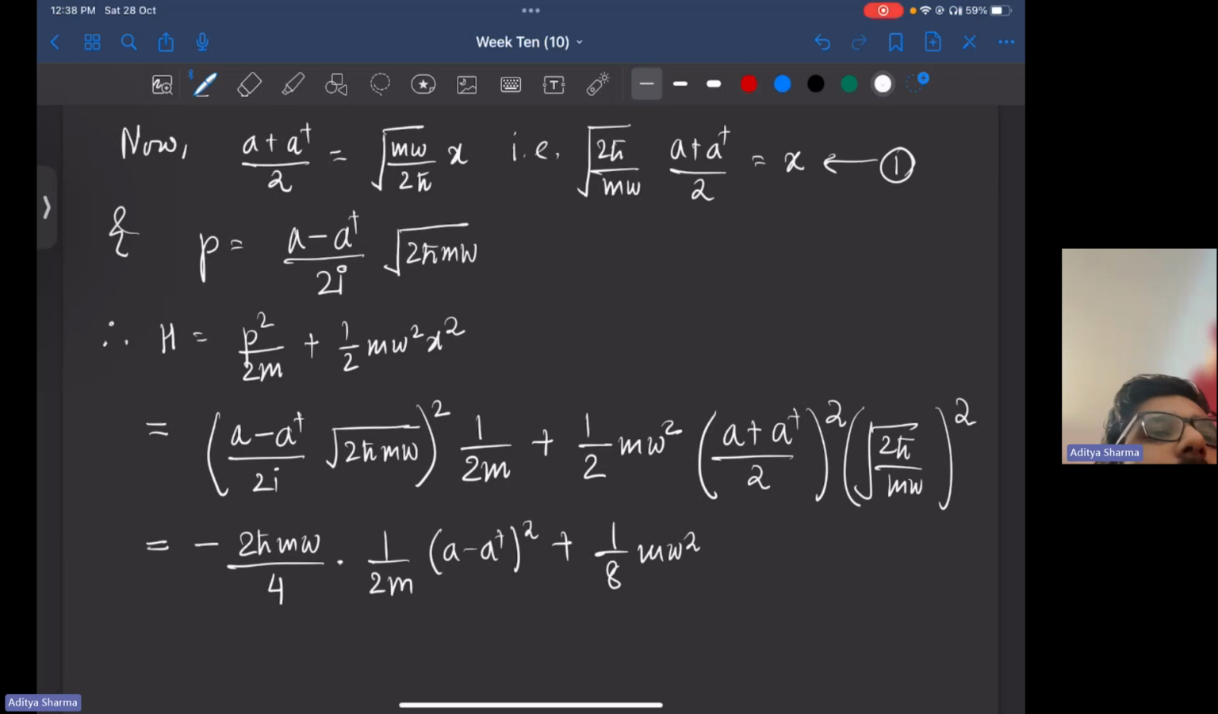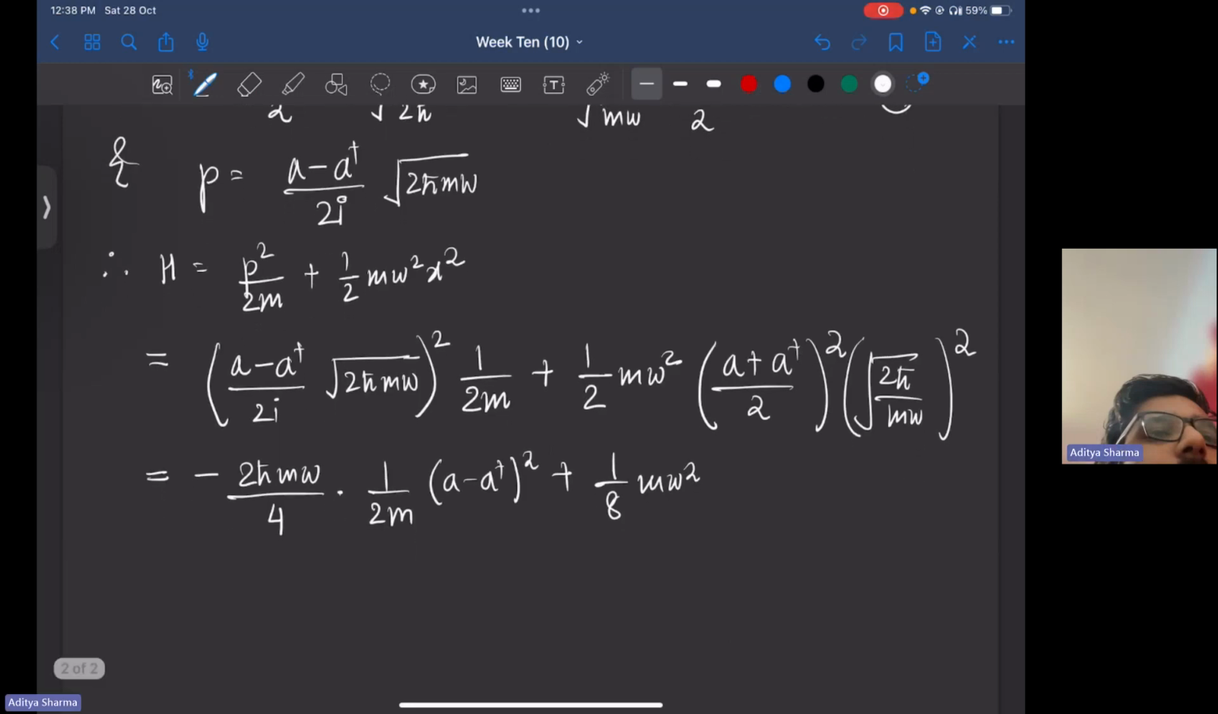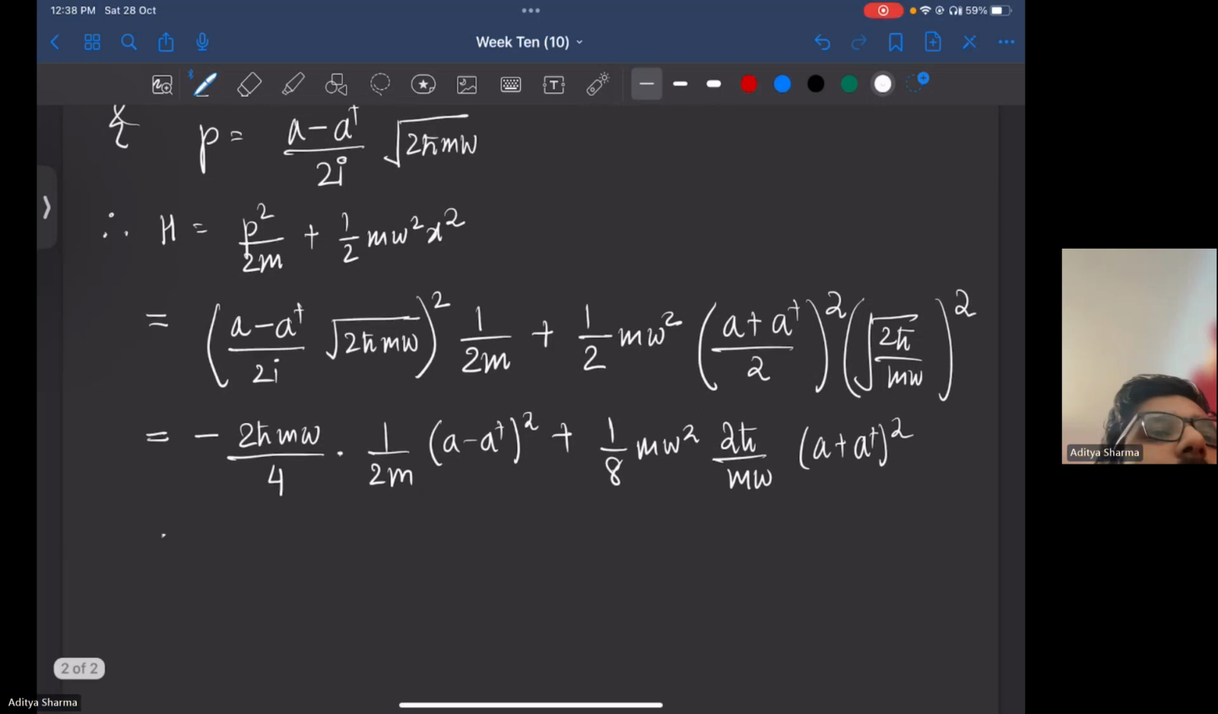2ħ over mω, so then this will be 1 by 8 omega, and ω² times 2ħ over mω times (a plus a dagger) squared is equal to ħ by 4. This is also equal to ħω by 4.